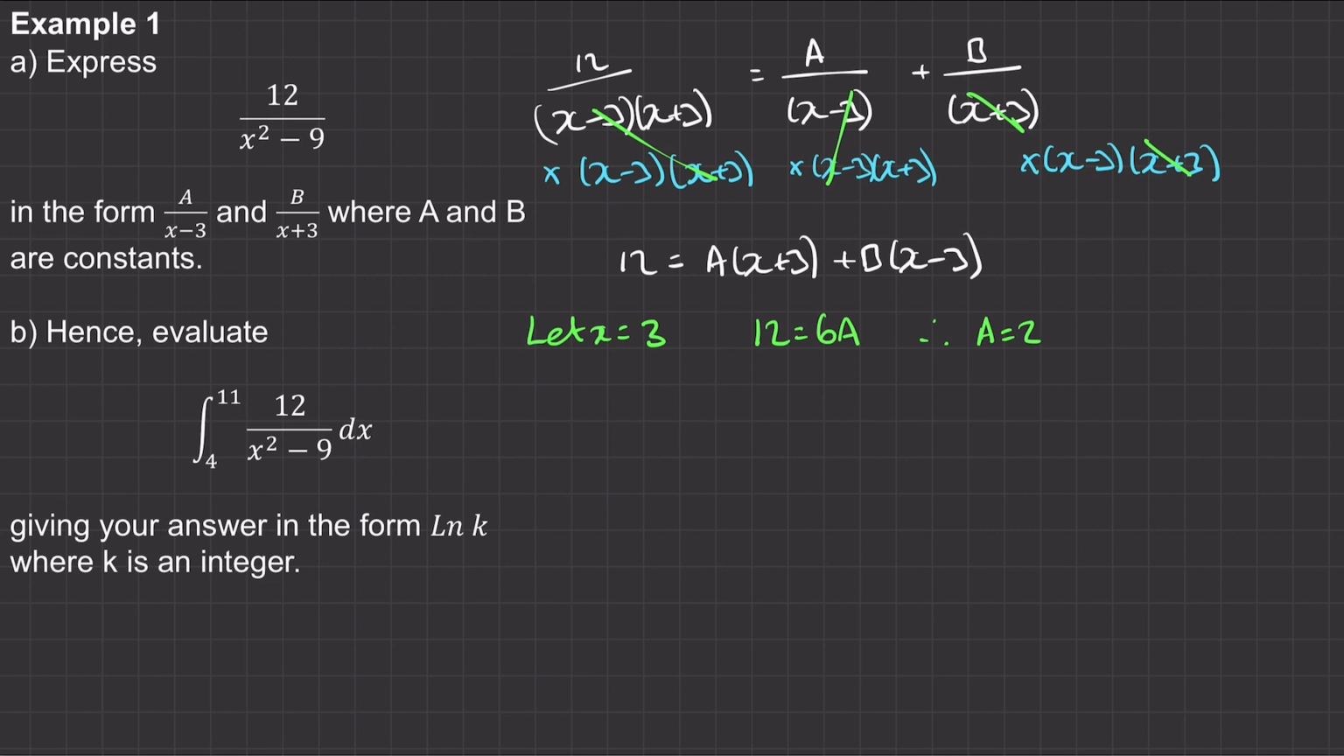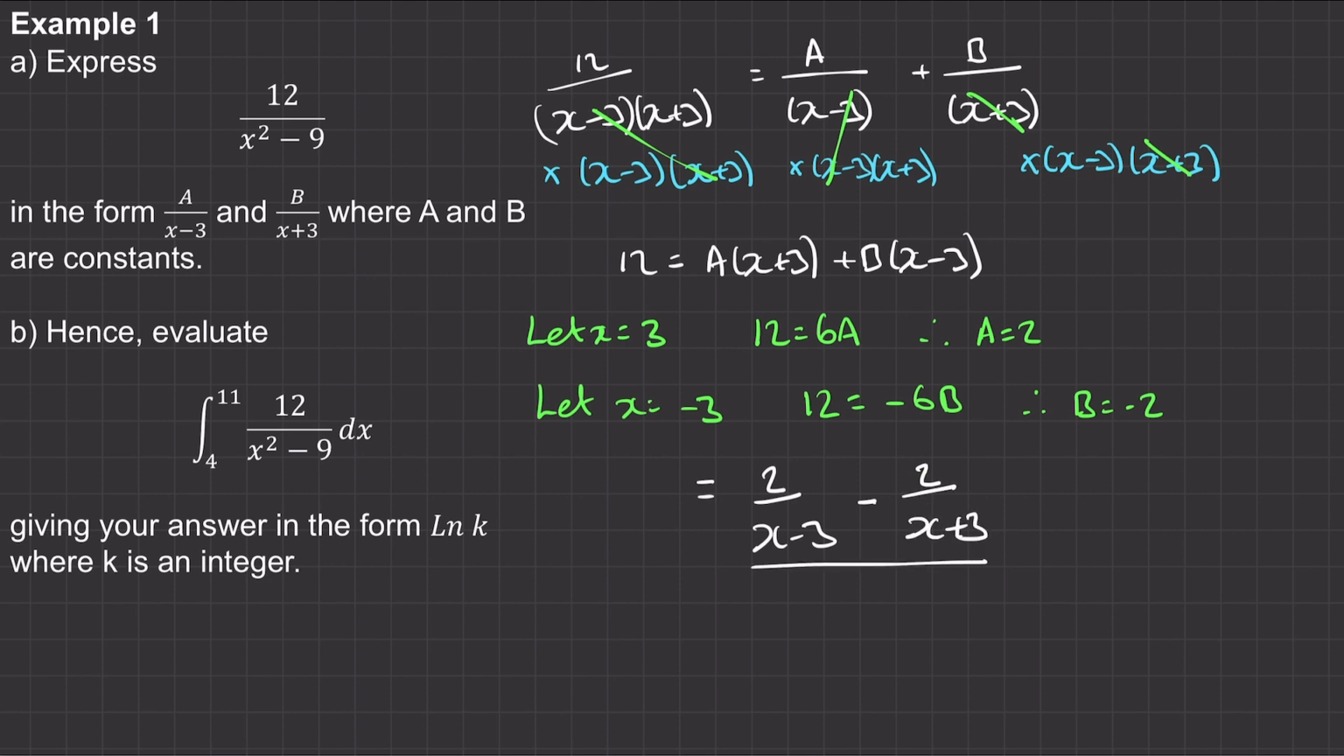And now I can work out the B term by letting this one equal 0. So we can say, let x equal minus 3. So now we have 12 is equal to minus 3 take away 3, which will become minus 6B. So therefore, B will equal minus 2. So this is equal to 2 over x minus 3, minus, so I'll change this plus here to this negative, 2 over x plus 3. Okay? So that's part A sorted.